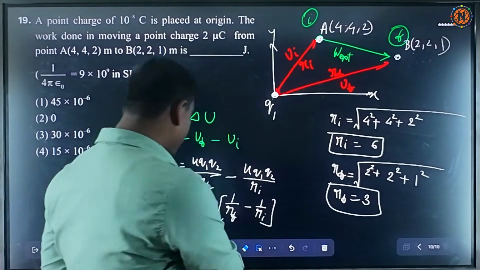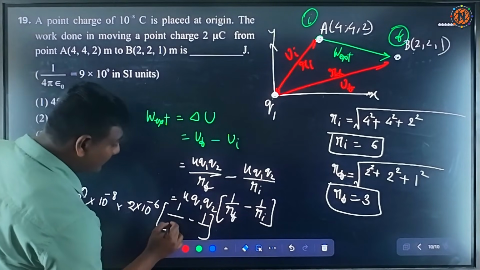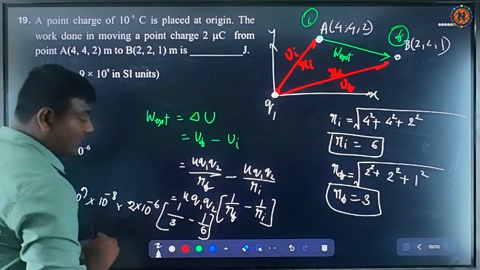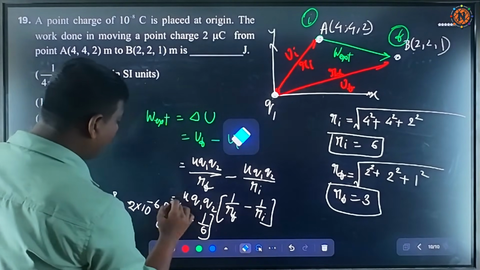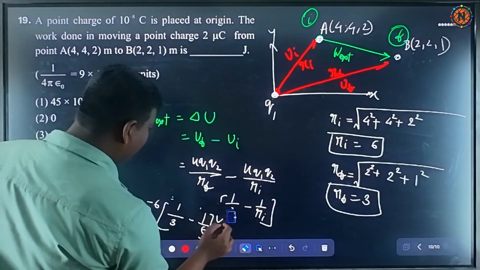So you put here, R final is 3, and R initial is 6. So you solve it, you calculate it. Okay, so you will get how much? So I am solving here only.